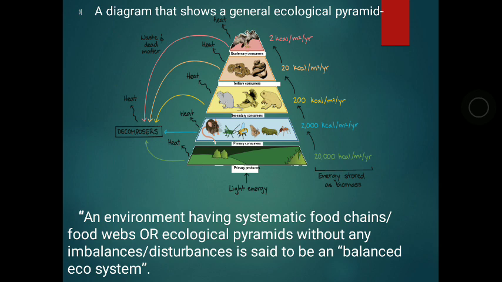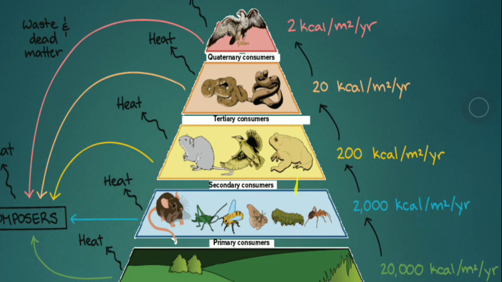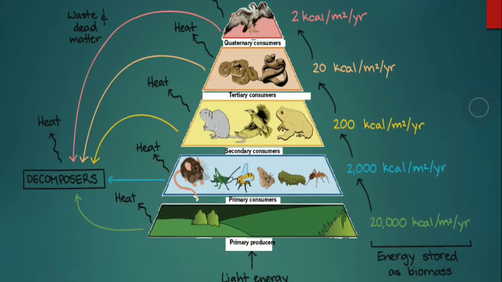As you can see over here, a diagram that shows a general ecological pyramid, as given in the figure. An environment having systematic food chains, food webs or ecological pyramids without any imbalance or disturbances is said to be a balanced ecosystem. I will just zoom in over here. You can see this, right? Primary producers, primary consumers, secondary consumers, tertiary consumers, and finally the top consumers, that is the tigers or a lion, or we can again take the example of a shark.